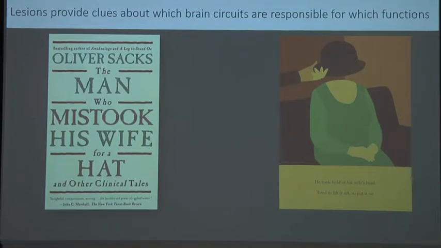People who have lesions in their brains, either due to genetics or due to accidents or due to virus infections or a myriad of other conditions. People may have damage, they may have lesions in different parts of the brain, and that may lead to specific deficits in visual perception.